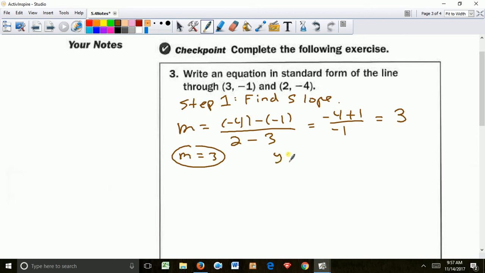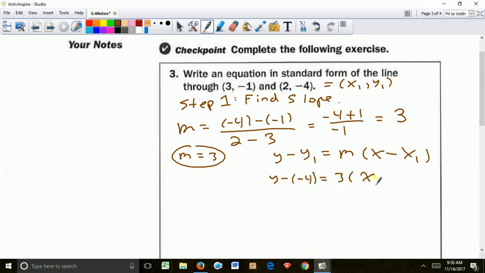Next, you want to put this into point slope form, or if you want to, slope intercept form. We'll do point slope form. Here we choose any point. Let's just choose 2, -4. So in this case, we're going to get y minus the opposite of 4, and that's equal to 3 times the quantity of x minus 2. And then simplifying this, you're going to get y minus the opposite of -4, which is y plus 4. And then go ahead and distribute your 3. You get 3x minus 6.